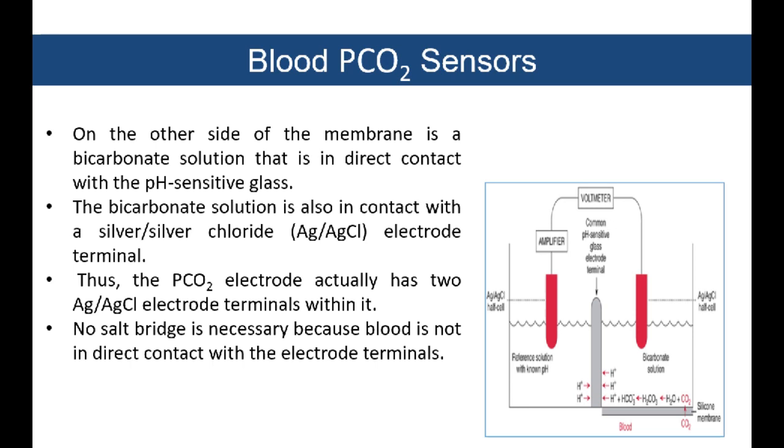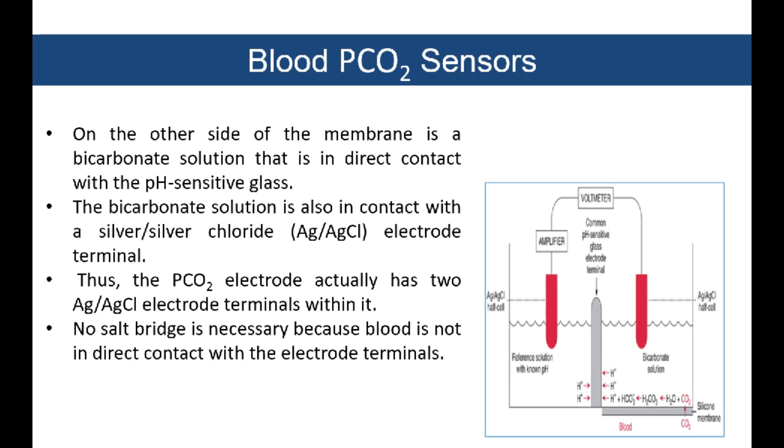On the other side of the membrane is a bicarbonate solution that is in direct contact with the pH sensitive glass. The bicarbonate solution is also in contact with a silver chloride electrode terminal. Thus, the PCO2 electrode actually has two AgCl electrode terminals within it. And here no salt bridge is necessary because blood is not in direct contact with the electrode terminal.